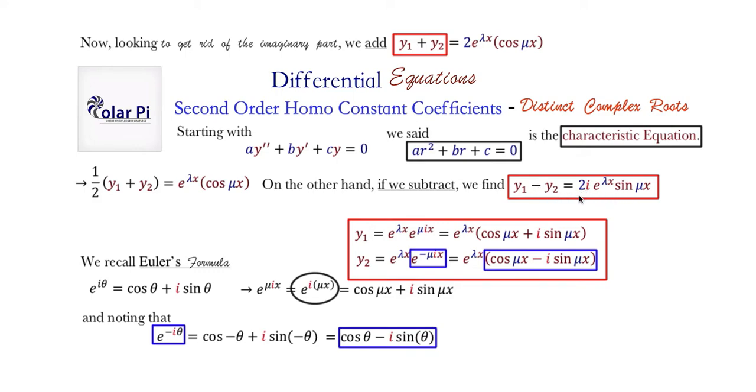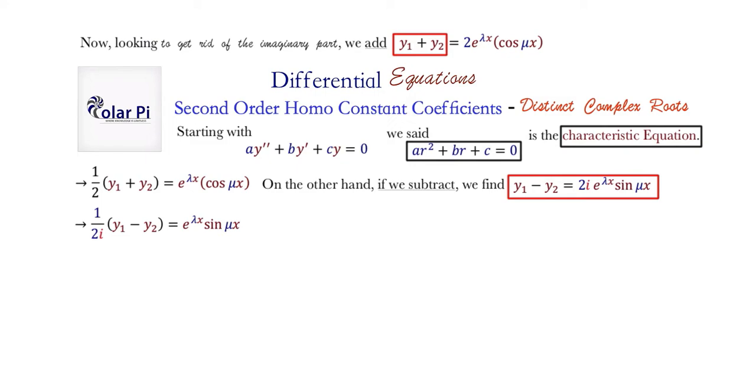Now, if we divide both sides of this equation by 2i, that is, if we multiply both sides of this equation by 1 over 2i, then what we're going to find is that 1 over 2i times y1 minus y2 is going to be this, and this here does not have an i in it, so we like that, and so this is going to be our second solution coupled with this first solution.